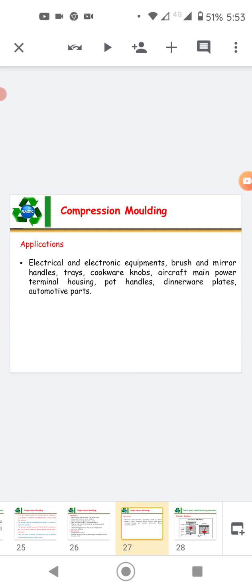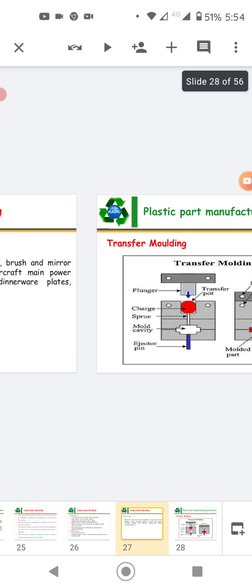The next one is flash molding. It is the simple type of molding. In this case, the mold cavity is charged with slightly more material than is needed to produce the finished product, and the excess is squeezed out around the cavity in a thin flash. In flash molding, some material is wasted and all components must be trimmed.